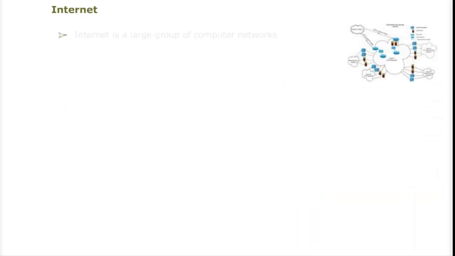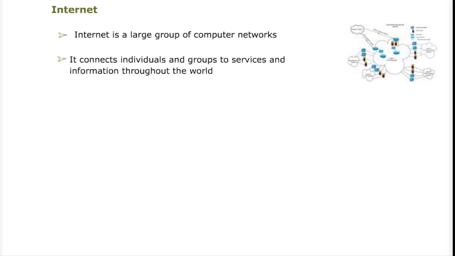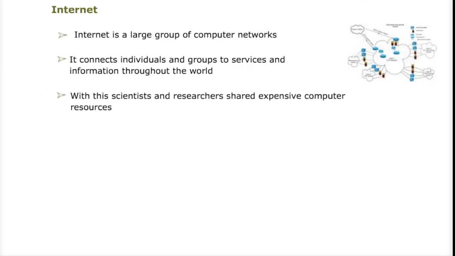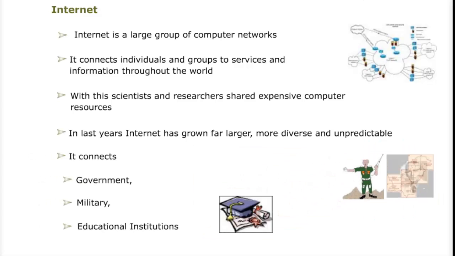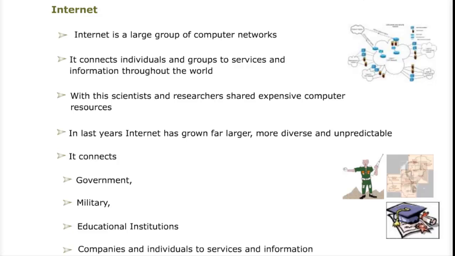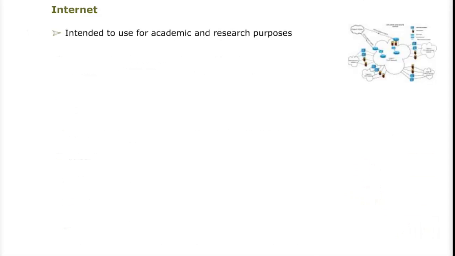Internet. The Internet is a large group of computer networks connecting individuals and groups to services and information throughout the world. It started as a tool to let scientists and researchers share expensive computer resources. In the last several years, the Internet has grown into something far larger, more diverse, and more unpredictable. It connects government, the military, educational institutions, companies and individuals to services and information throughout the world. The Internet was intended to be used for academic and research purposes.